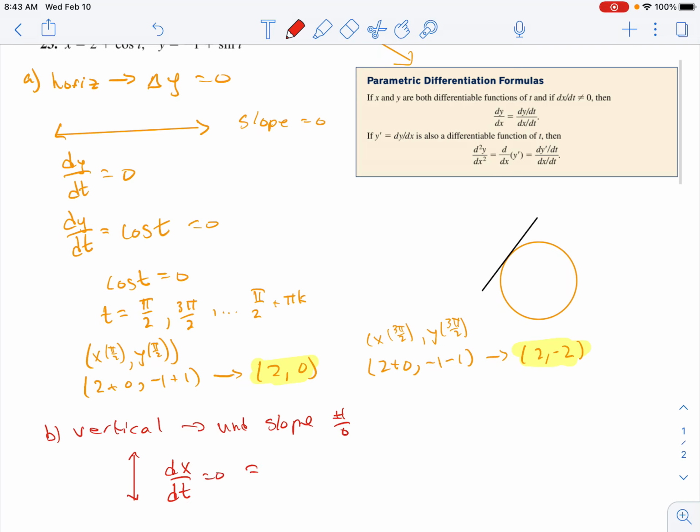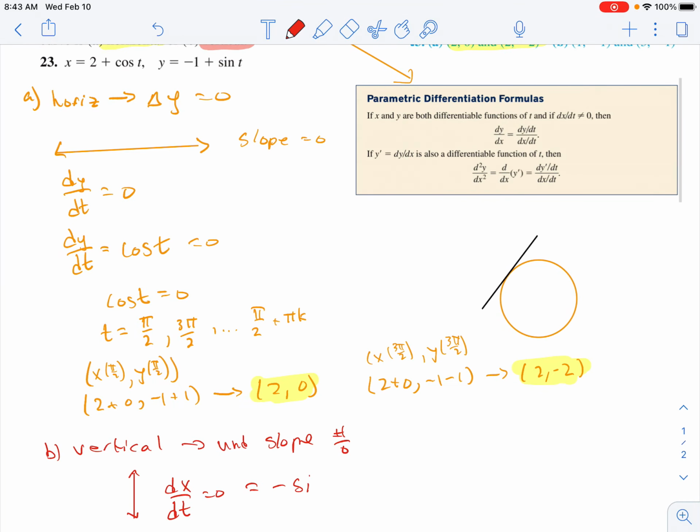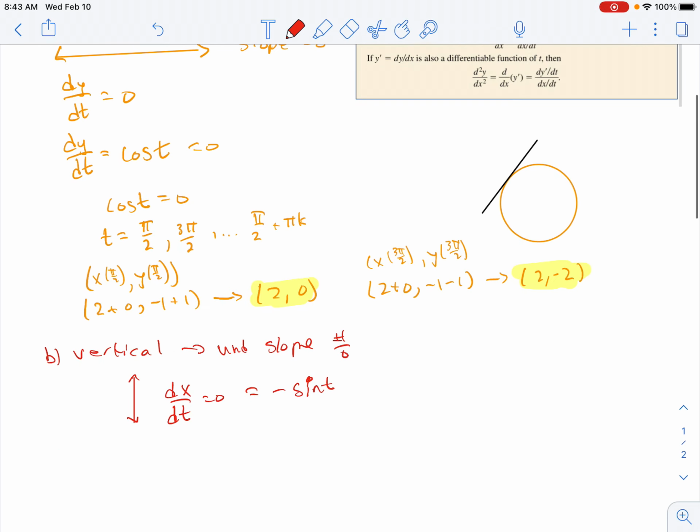And of course, dx/dt is just going to be negative sine of t. So we need to know, when is negative sine of t equal to 0? And if negative sine of t equals 0, then sine of t just equals 0. So that occurs when t equals, what values give a sine of 0? That's going to be 0, and then pi, and then, of course, it's just pi k. Right? Any pi k. And so now we need to check, when does that happen? So what is x of 0, y of 0, and then what is x of pi and y of pi?